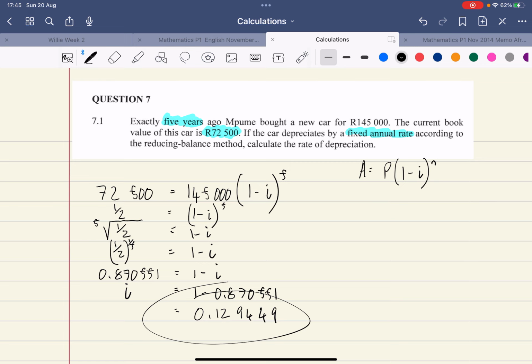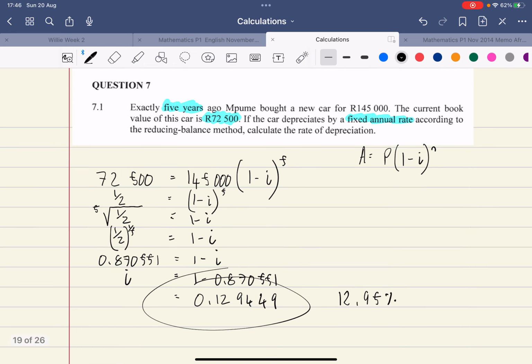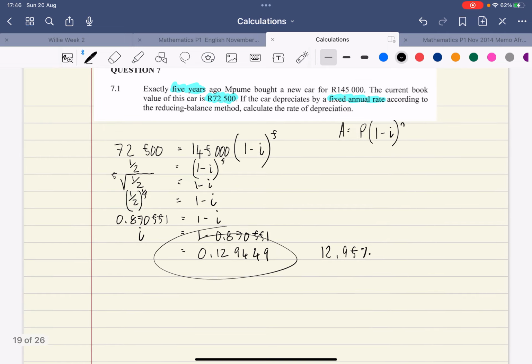So here is our fixed depreciating rate of 0.129449. That can be looked at as a percentage as well, so that would be, let's take it to the second decimal place, 12.94%. So this vehicle has been depreciating 12.94% every year for the past 5 years, and that's caused it to go from 145k to 72,500. And yes, that is the problem solved.